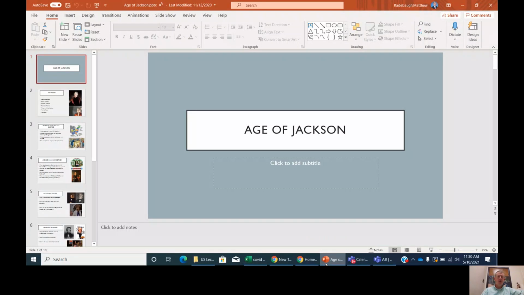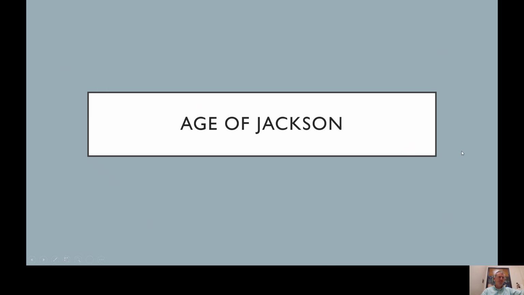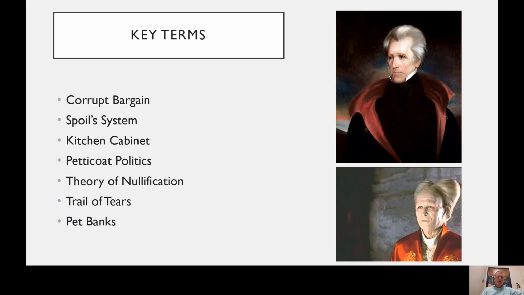He's just an ornery asshole. Andrew Jackson. Let's do this. All right. These are the key terms: corrupt bargain, spoils system, kitchen cabinet, petticoat politics, theory of nullification, Trail of Tears, and pet banks. Let's do this.